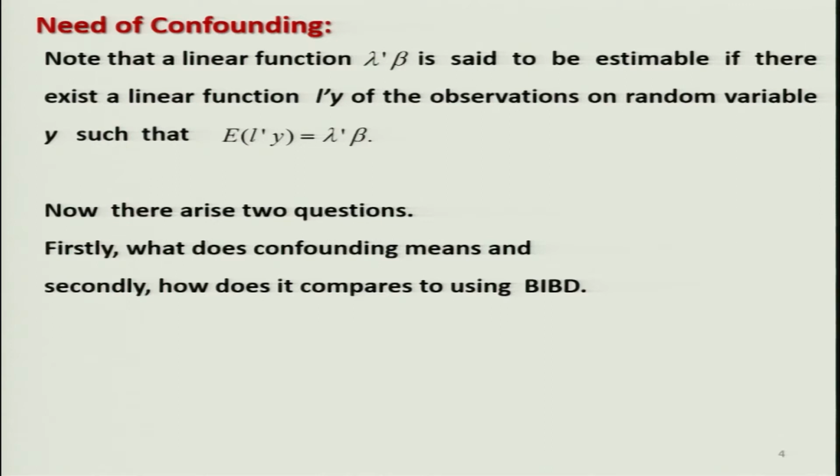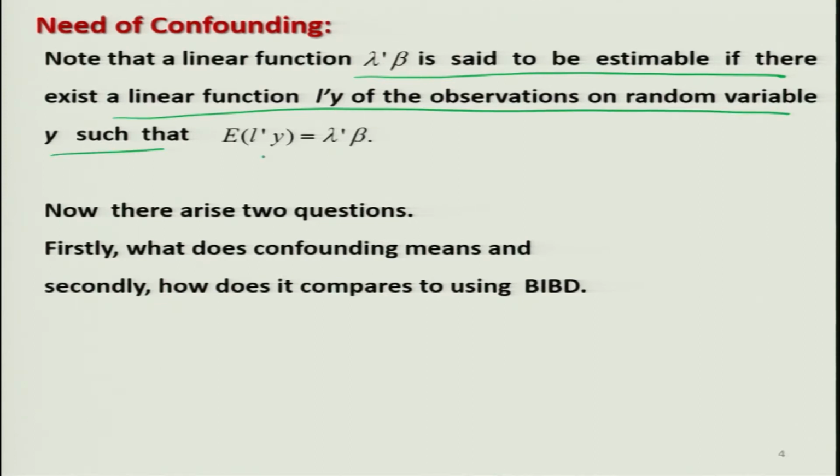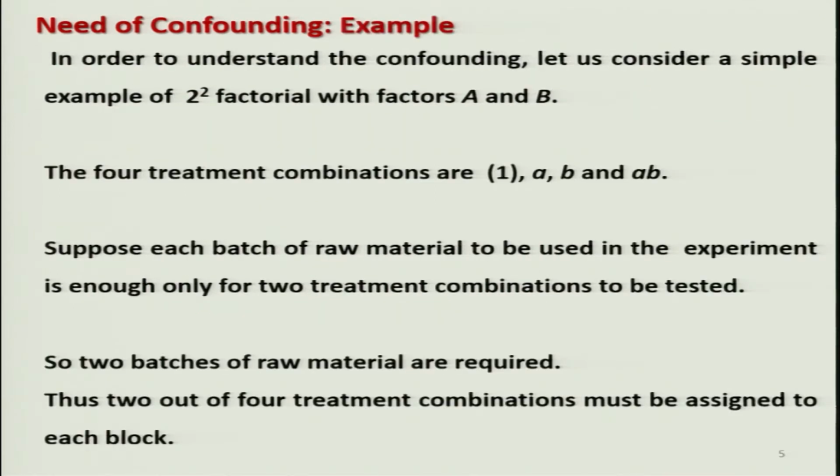Do you recall that a linear function lambda transpose beta is said to be estimable if there exists a linear function L transpose y of the observations on the random variable y such that the expected value of L transpose y is equal to lambda transpose beta. Now there are two important questions which come here. What is the meaning of this confounding? And secondly, how does it compare to the balanced incomplete block design? For example, if you want to reduce the block size and you use confounding as well as the balanced incomplete block design, what is the difference between the two, and how does it compare?